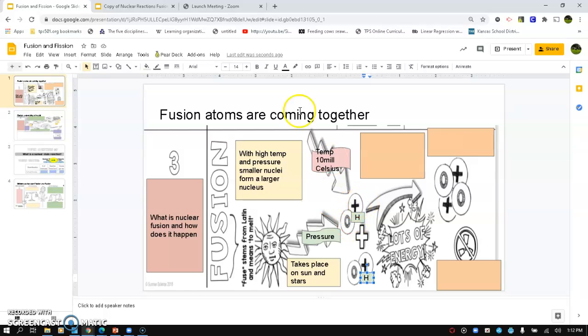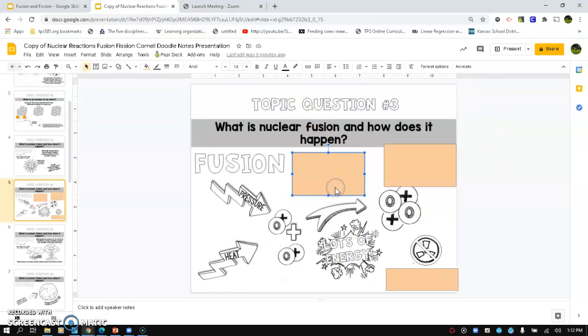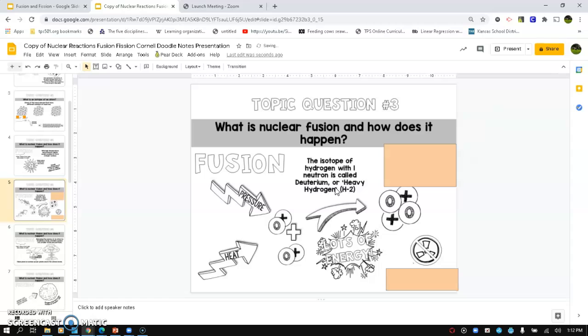Because it has one proton and one neutron. So fusion uses an isotope of hydrogen with a neutron called deuterium, heavy hydrogen. Excuse me, it's hydrogen 2. Hydrogen 2 is very heavy. Heavy hydrogen or heavy water is very important in nuclear processes and nuclear bomb making. I'll let you write that down.